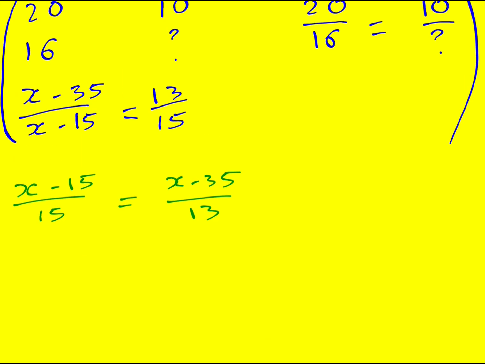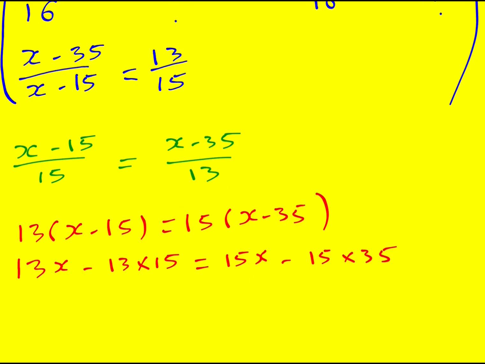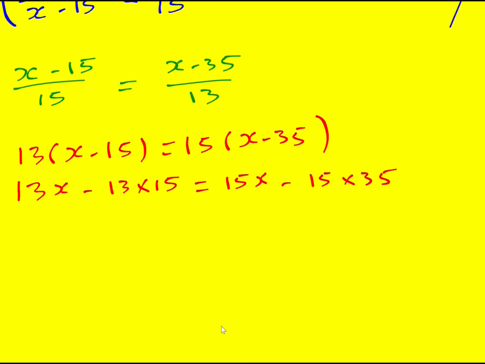Right, so cross multiply like I said before, 13 times x minus 15 is equal to 15 times x minus 35. Probably best to just multiply these out. Maybe I won't. Maybe I can avoid it. 13x minus 13 times 15 is going to equal 15x minus 15 times 35. Now we can rearrange this. So I can minus 13x and I can add the 15 times 35.